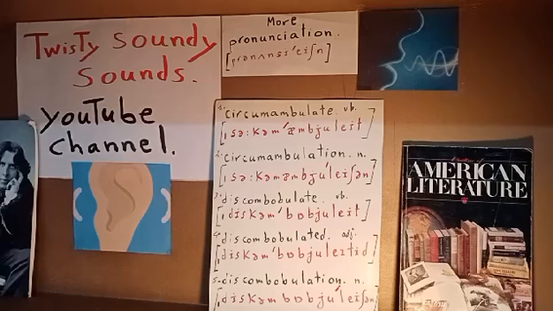Circumambulate is a verb and it means to walk all the way around something. That's the meaning of circumambulate. The noun is circumambulation. Circumambulation is a 5-syllable word. Circumambulation. It's rather a 6-syllable word. It's a too long word. I repeat, circumambulation.